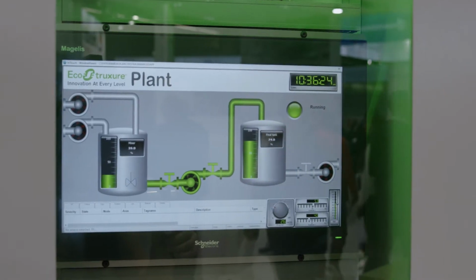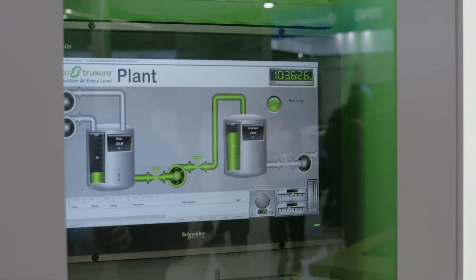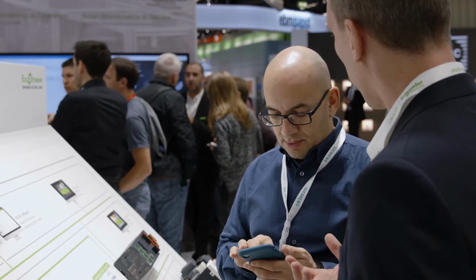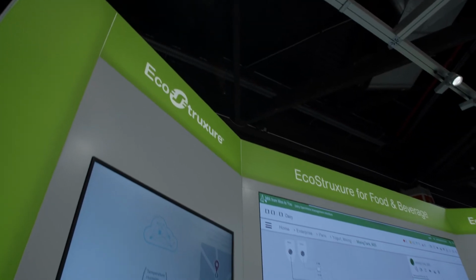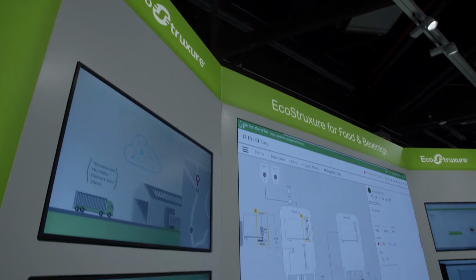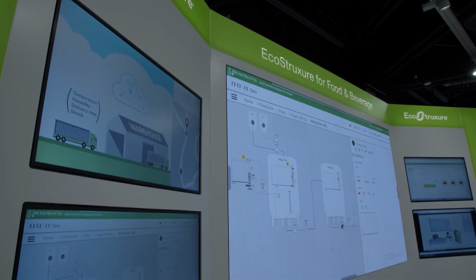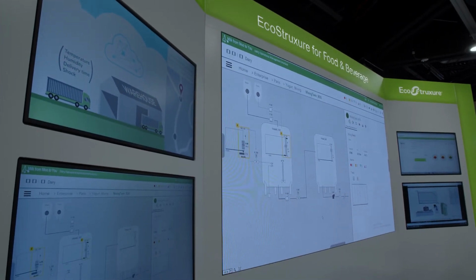The next level that we have is visualization. Visualization we can make with small panels directly at the machine. We can also use tablets, smartphones, or big PC screens. And the other level that we have in EcoStruxure are cloud-based systems like Wonderware.